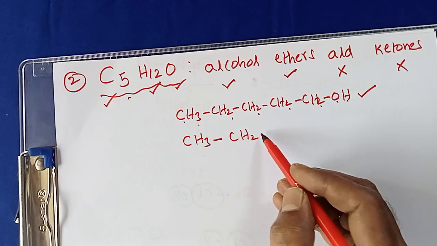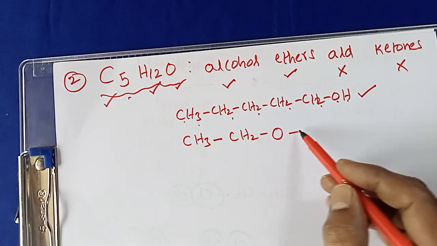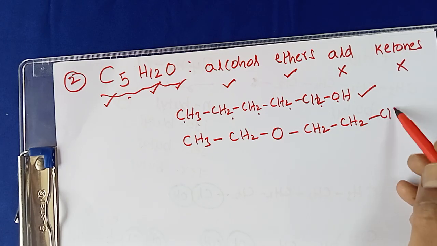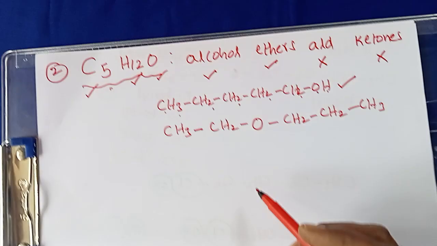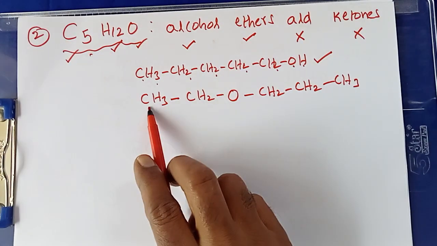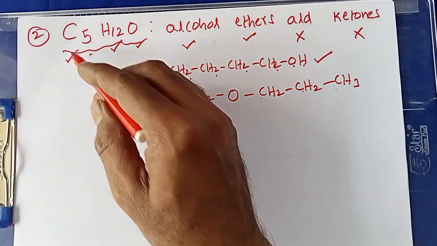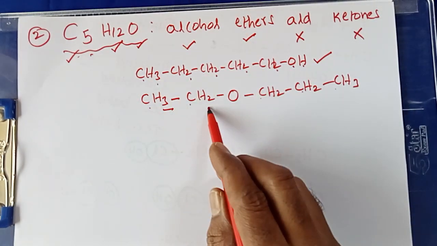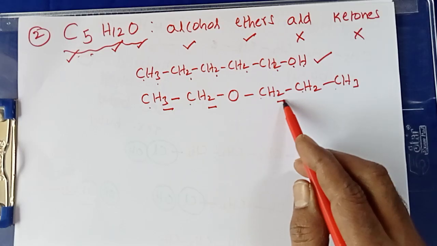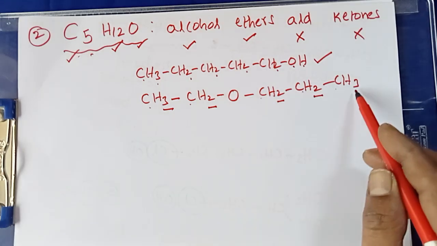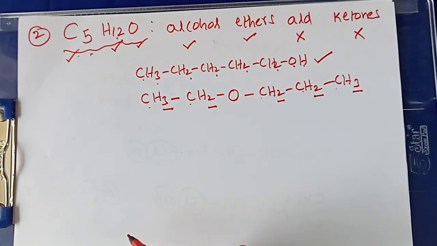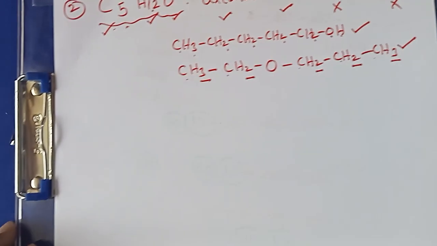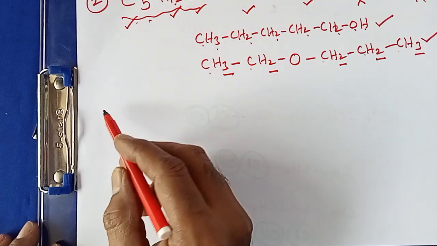Now ethers with 5 carbons: CH3, CH2, oxygen, CH2, CH2, CH3. See that here, 1, 2, 3, 4, 5 carbons, oxygen 1. Hydrogen is important: 3 plus 2, 5 plus 2, 7 plus 2, 9 plus 3, 12. So satisfied. That's why ethers are also possible. Now we move to the number of alcohols and the number of ethers.